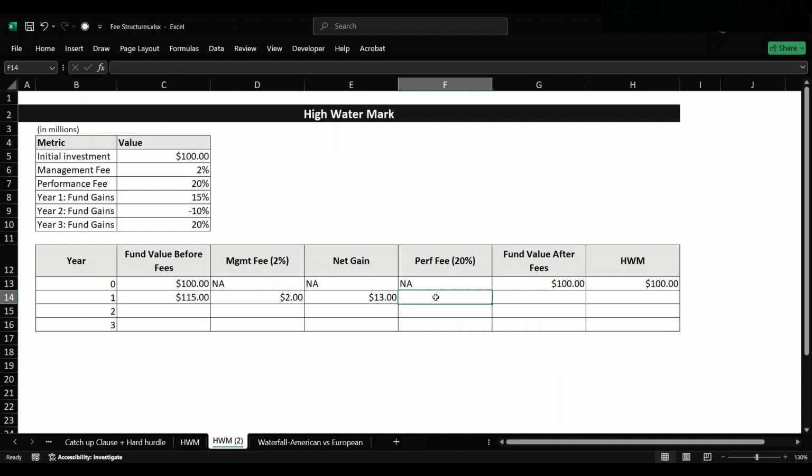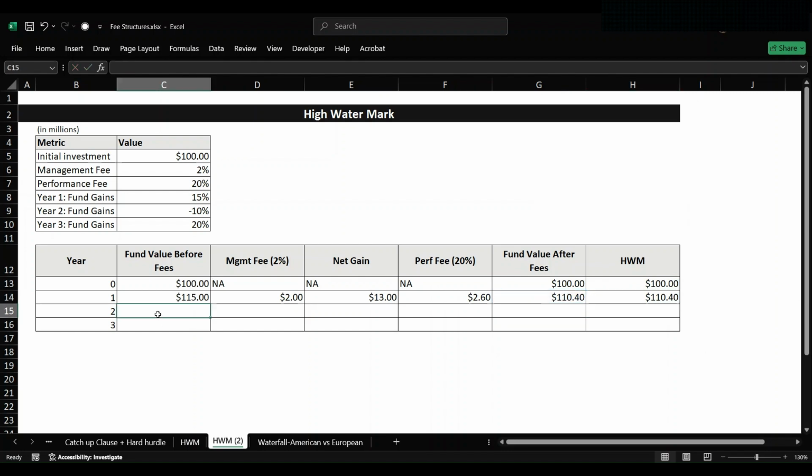Now calculating performance fees on this net gain, which is 13 million into 20%, which gives us 2.6 million. Now we will calculate fund value after giving all the fees, that is 115 million minus 2 million minus 2.6 million, which gives us 110.4 million. Since this value is greater than 100 million, it becomes our new high water mark.